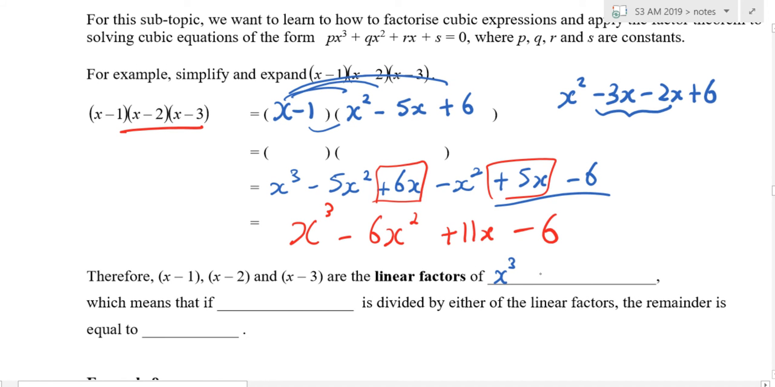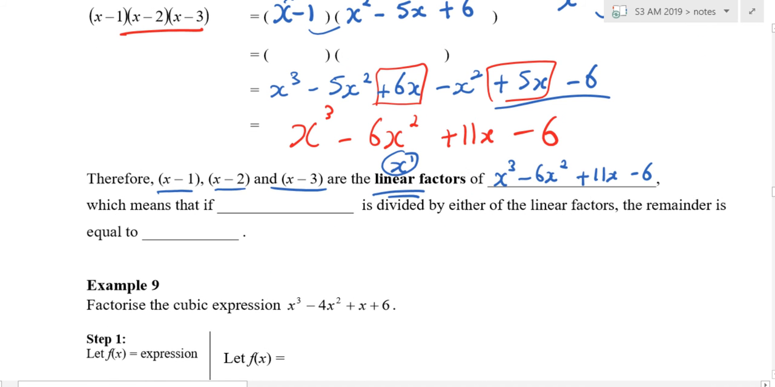Alright, can you fill this in? We say that these three are called linear factors. Linear means x power 1. Can you write that down? Linear means x power 1. So I tell you, this cubic equation got 3 linear factors: x minus 1, x minus 2, x minus 3. Now it means that if this is divided by either of the linear factors, what will be the remainder? 0.